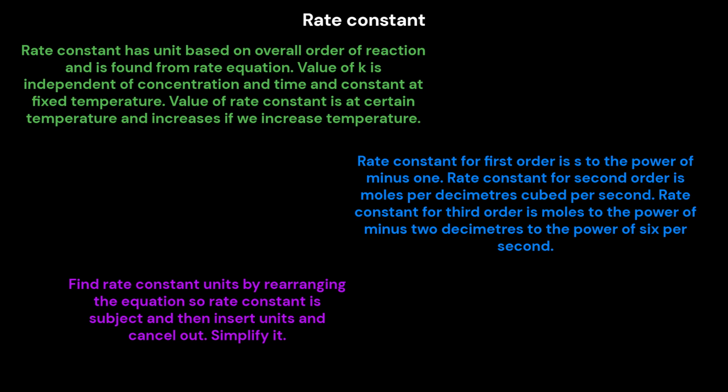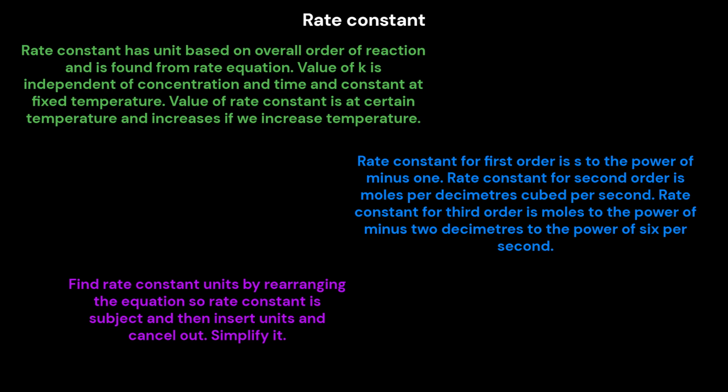Rate constant. The rate constant has a unit based on the overall order of the reaction and is found from the rate equation. The value of K is independent of concentration and time, and is constant at a fixed temperature. The value of the rate constant is for a certain temperature and increases if we increase the temperature.